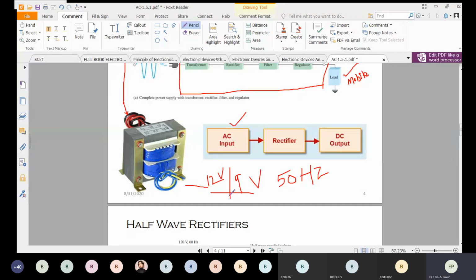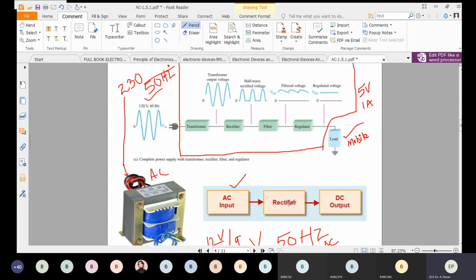So the input for the transformer is AC, and the output is also AC. If you have frequency, it means it is AC, right? So this transformer is stepping down the voltage from 230 to 12.